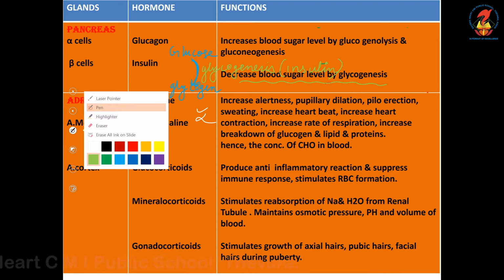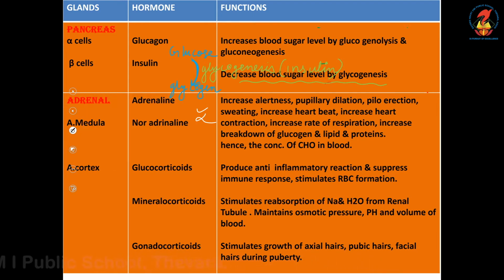Now, the other side, with another color I will indicate. Glycogen is broken down to glucose. See, look at this. Glycogen is broken down to glucose by lysis. What lysis? Glycogen lysis. So, it is called glycogenolysis. We get glucose in the blood. This is brought about by glucagon.